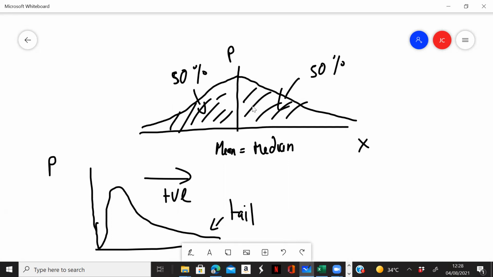Okay, so I repeat, because this is the crux of everything. 50% of my data is on the left-hand side of the mean in a normal distribution. 50% of my data is on the right-hand side of my mean when you have a normal distribution. We cannot say the same for the other two cases. Now, let's have a quick look at our data.